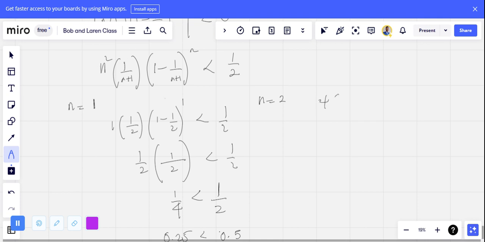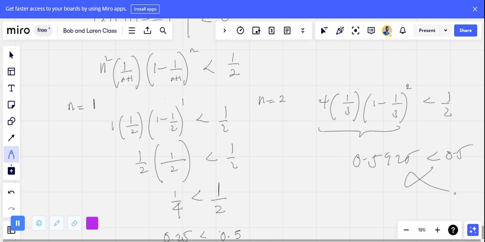2 squared is 4 times 1 over 2 plus 1, which is 3. Then 1 minus 1 over 3, with n as 2, right? Is it less than 1 over 2? Try this and you see that it is not. So if I use my calculator to evaluate the left hand side now, 4 times 1 over 3, then times 1 minus 1 over 3, squared, I have it as 0.5925. Is it less than 0.5? You see, it is absurd.